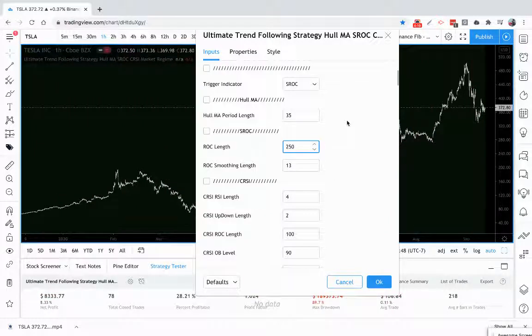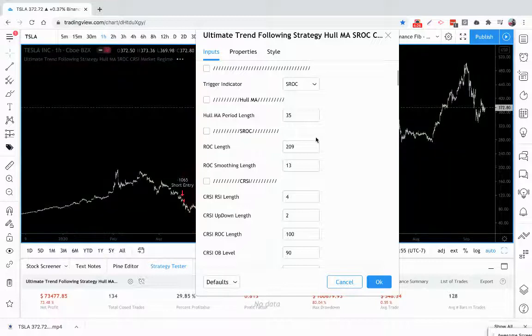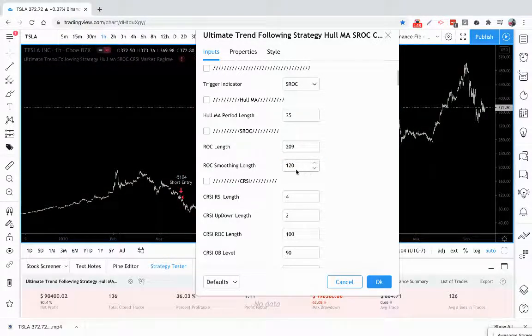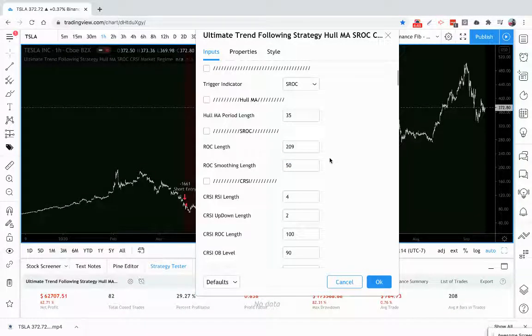So that's basically how that works for the rate of change length. Smoothing length, if we want to change that also, we can. We can go to a longer period. That may be too long. And something shorter. There we go. The shorter is actually working better than the default.